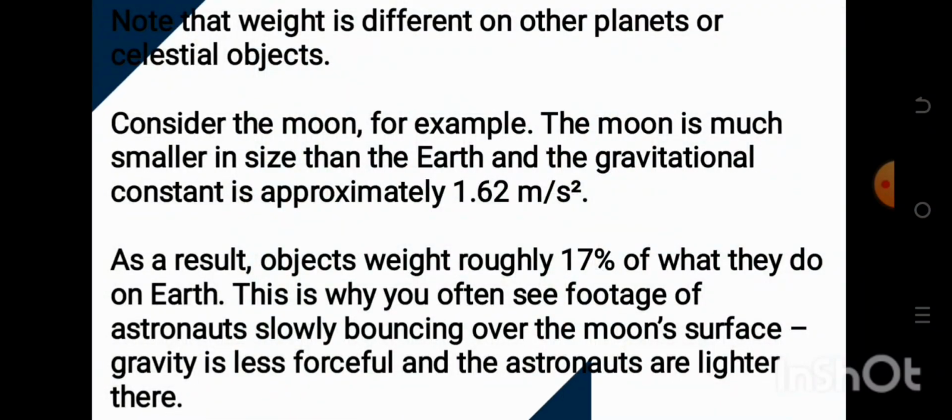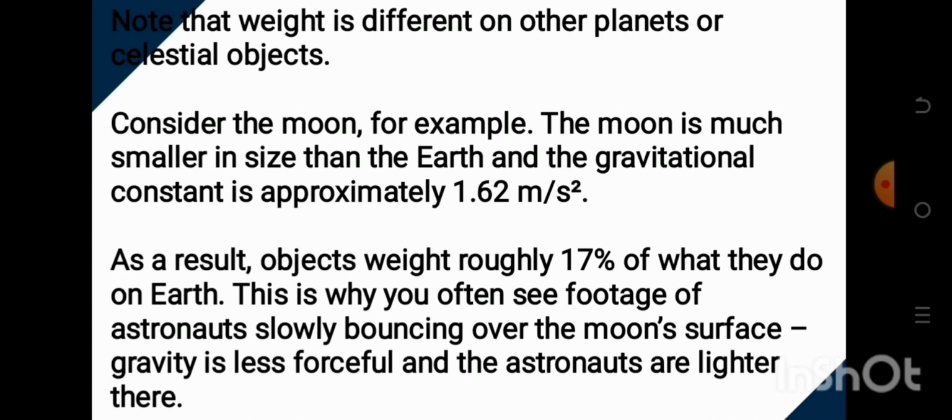All right, let's look at this. Note that weight is different on other planets or celestial objects. When you get to the moon, the weight of an object on the moon is not the same as the weight of an object on the earth. So let's consider the moon, for example. The moon is much smaller in size than the earth, and the gravitational constant is approximately 1.62 meter per second square on the moon. So the gravity on the moon is 1.62. Is it very small there?